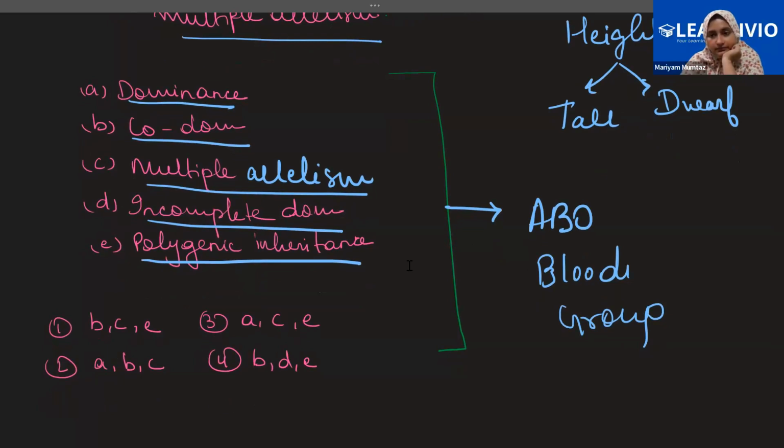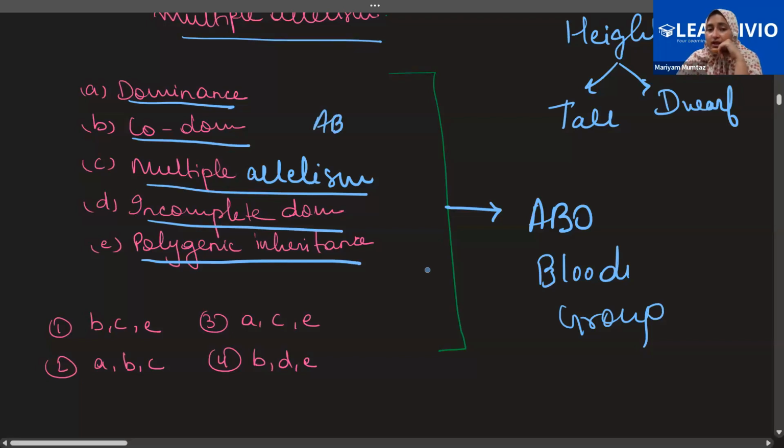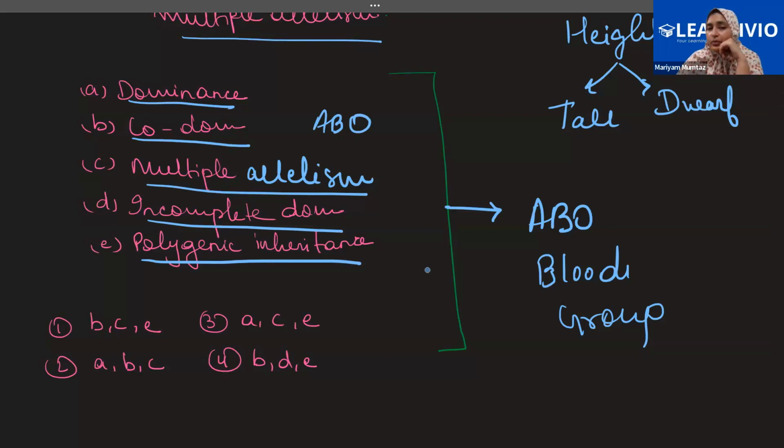Ma'am, should we answer in the chat or say it verbally? You can tell me the option that you're choosing. Option 2, ma'am. Option 2, A, B, and C. Correct. Dominance, how? Because one trait is dominant over the other. Codominance, because A and B are both present together. And multiple allelism, because in ABO blood grouping, more than two alleles are there. Very good.